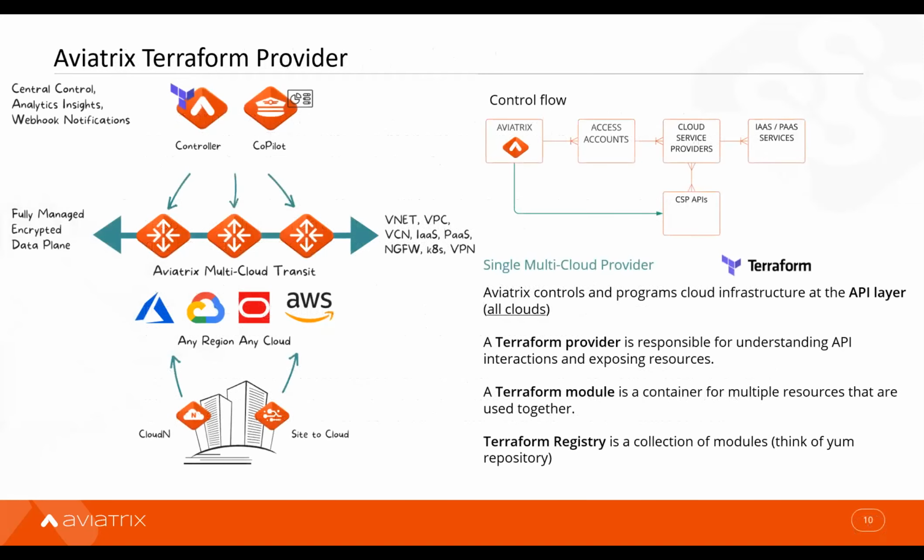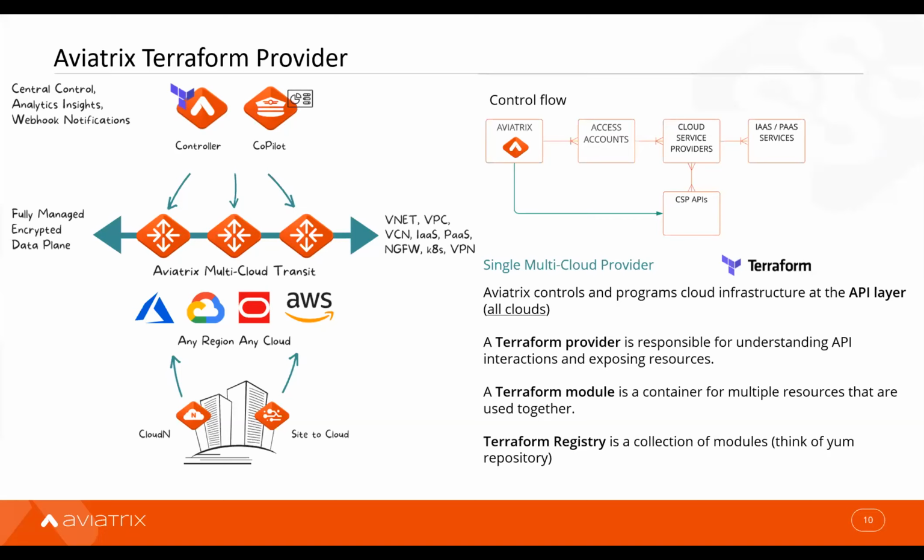Next slide, please. So this is a logical view of our architecture. At the top, you'll see our controller and co-pilot, centralized control, analytics, notifications, and then your data plane. And that center line there can span any cloud provider. You could build any of the objects or workloads that are needed for your particular environment.